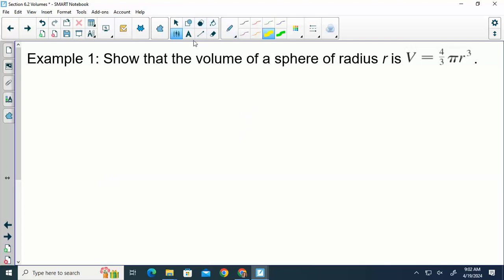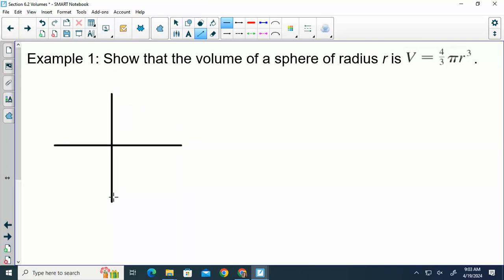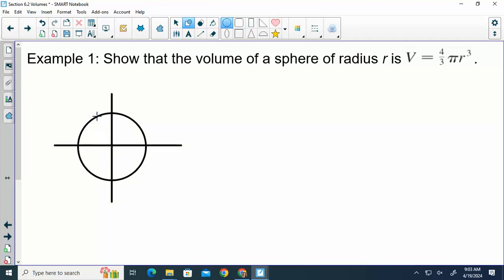So we know a sphere. When I say sphere, what am I talking about? A ball. Now, I do not draw three-dimensional shapes very well, so I'm going to draw a circle to visualize this. I hope you guys are okay with that. So pretend this is a ball.